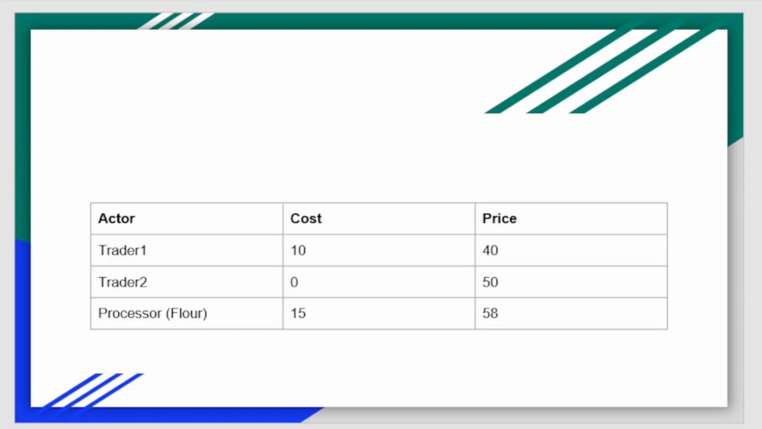And in the case of the consumers, a consumer can buy wheat from trader 1 or trader 2. Also, they can buy flour from trader 1 or trader 2, or directly from the processors. Okay, this is the scenario and the general ecology of our simulations, how these factors are going to act.